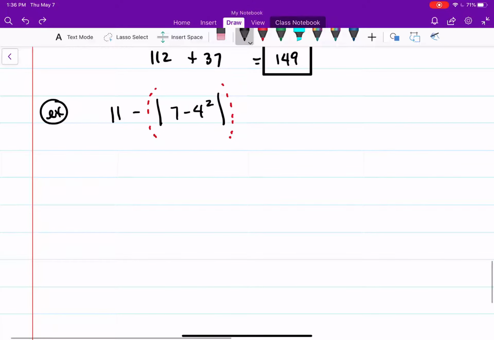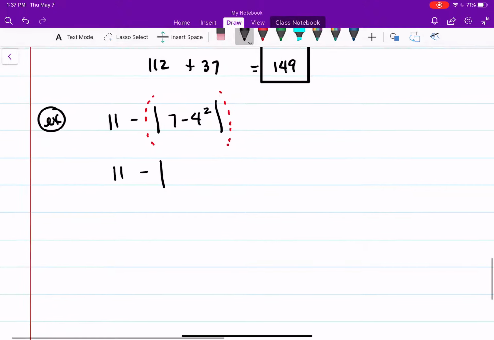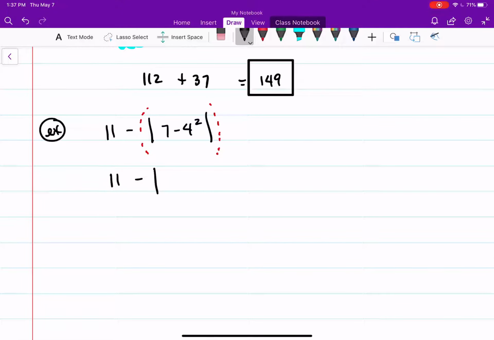So it's going to be 11 minus the absolute value of. When we go inside the absolute value, we have to start the whole order of operations all over again. So inside the absolute value sign, is there another parentheses? No. Is there an exponent? Yes. So I have to deal with this first. Okay. So it's 7. Some of you are going to say minus 16. Some of you are going to say plus 16. The question is, which one is the right answer?